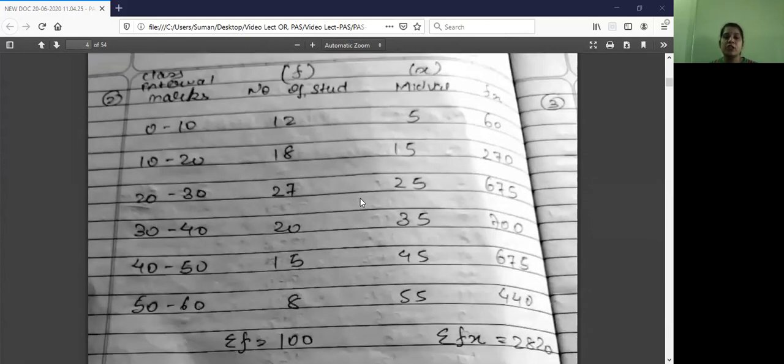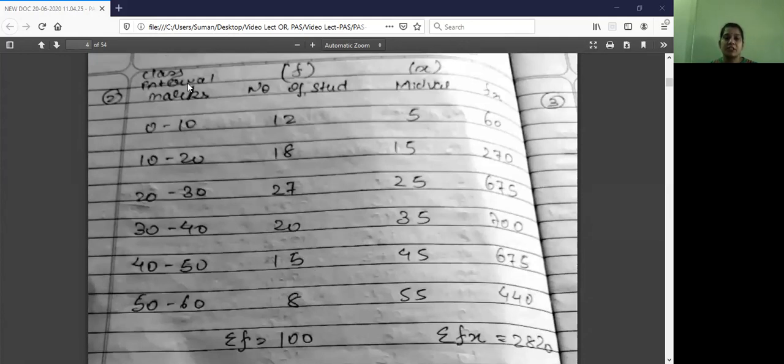Got it? The next question is where we are given class intervals. Class intervals in marks are 0 to 10, 10 to 20, 20 to 30, 30 to 40, 40 to 50, and 50 to 60. We are also given the number of students. Number of students means frequency; number of persons, number of products, all these types of values are frequencies. The given frequencies are 12, 18, 27, 20, 15, 8. So we find the arithmetic mean.